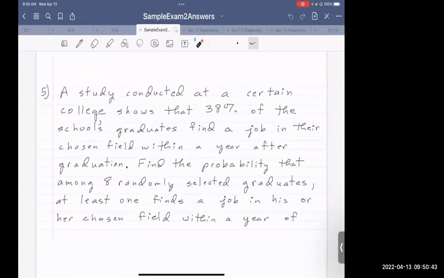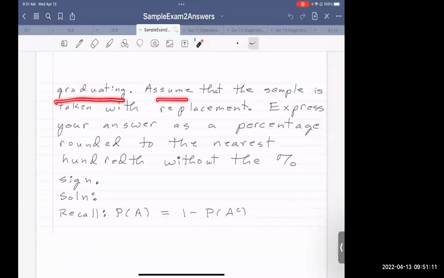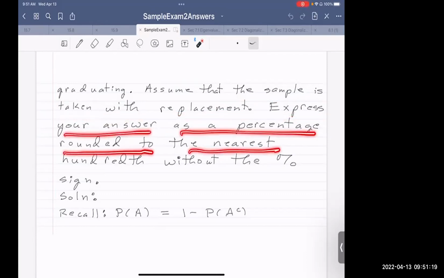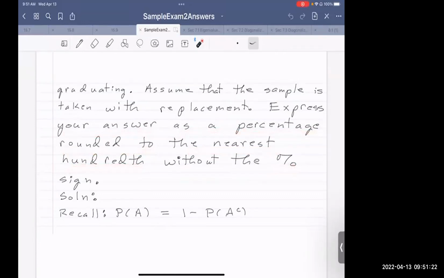Problem number 5. A study conducted at a certain college shows that 38% of school's graduates find a job in their chosen field within a year after graduation. Find the probability that among 8 randomly selected graduates, at least one finds a job in his or her chosen field within a year of graduating. Assume that the sample is taken with replacement. Express your answer as a percentage rounded to the nearest hundredth without the percent sign.